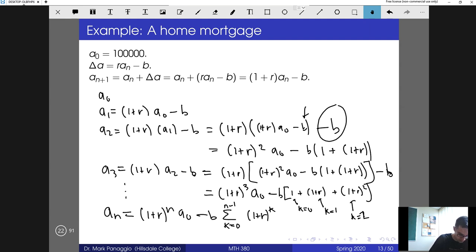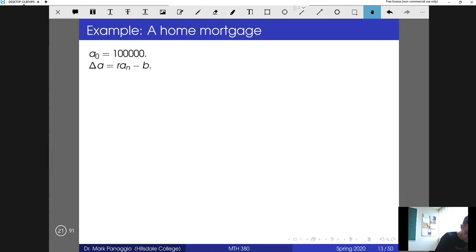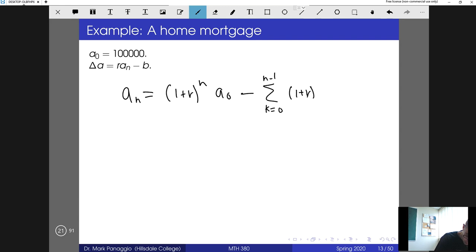So let me try that again. So we had our conjecture is an is equal to 1 plus r raised to the n times a0 minus the sum of k equals 0 to n minus 1 of 1 plus r raised to the k, all times b. And so let's see if we can prove that that works. We'll first need to prove the base case. In other words, does this formula work for some particular value, the first value? And so let's compute a0 according to this formula.